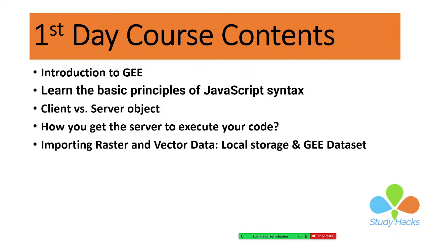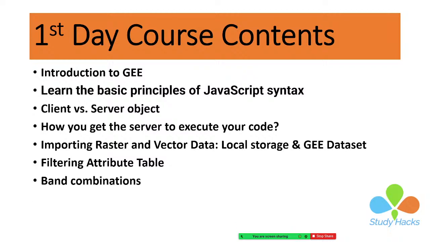Then how to import raster and vector data from the local storage of your computer, or from the Google Earth Engine dataset. We also discuss more details about the Google Earth Engine dataset. Then how to filter the attribute table. You already know about GIS, and GIS has the attribute table, where we can get different types of information, and we can easily filter the attribute table using the Google Earth Engine platform.